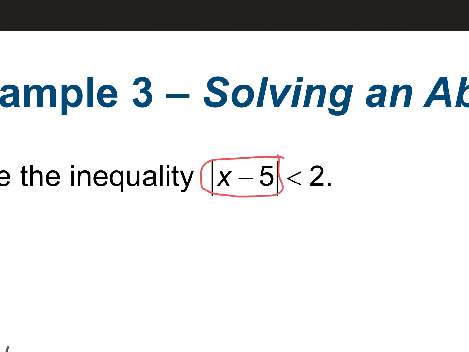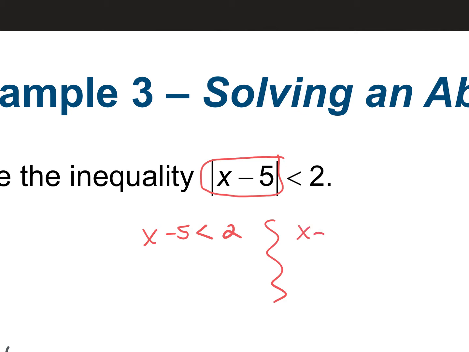Now, when we solved our equations, we made sure it was isolated, and then we set it equal to this. In this case, it would be positive 2 and then negative 2, right? Well, with inequalities, we have to do something a tad bit different. Since my absolute value is isolated, I'm going to rewrite this: x minus 5 is less than 2. And then I have to make another statement on the other side.